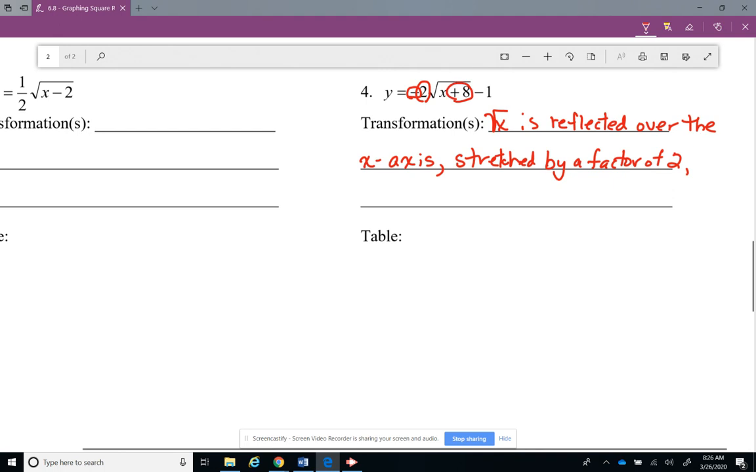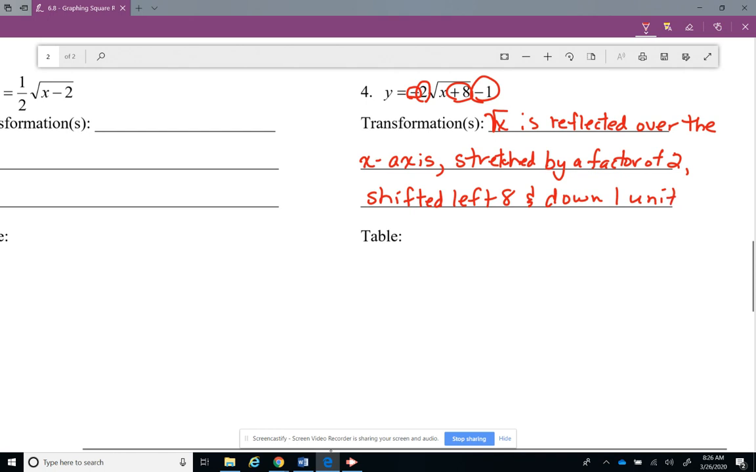Now I'm going to go on the inside. That's a liar, so it's not adding 8 really. It looks like it would be 8 to the right, but it is not. It's the opposite of what you think. So it's going to be 8 to the left. So we're going to say shifted left 8, and we're going to go to the outside. That tells me up or down. Since it's negative, it's down, and down 1 unit.